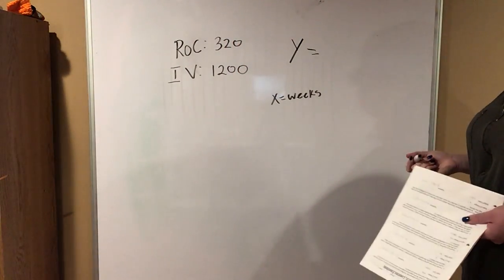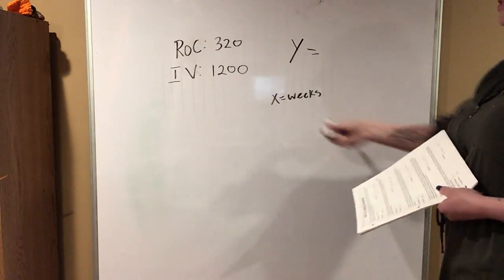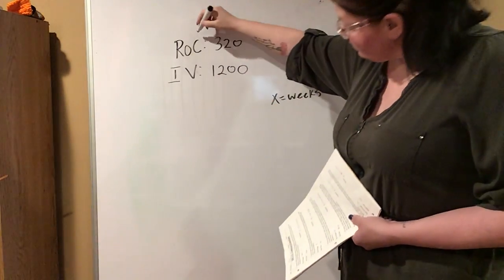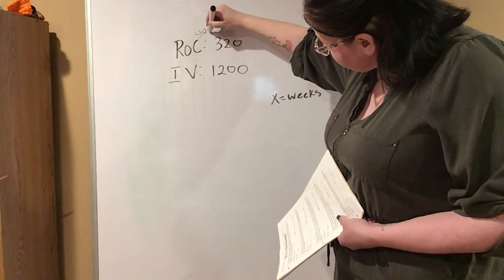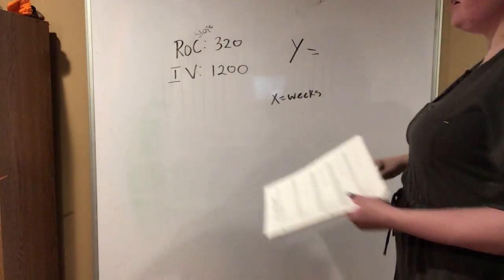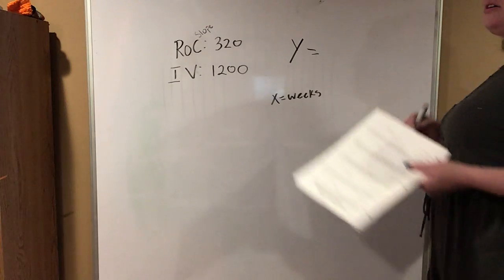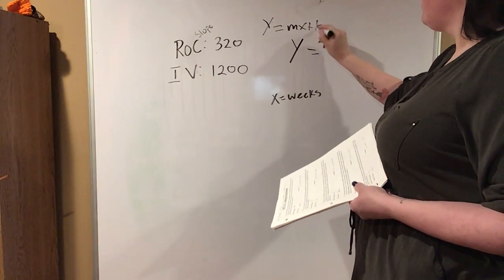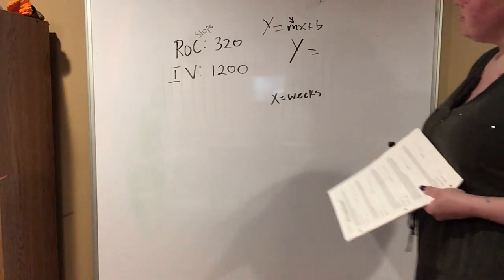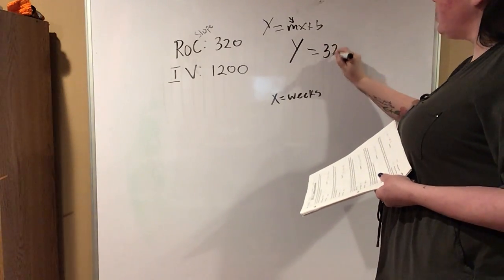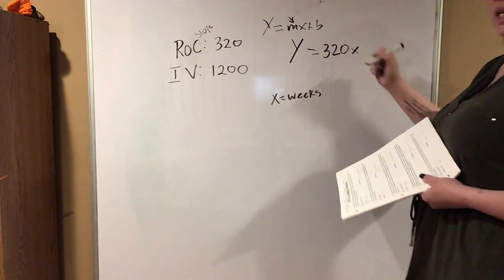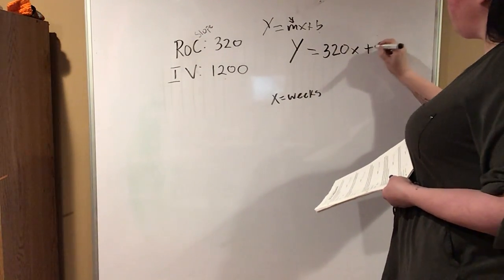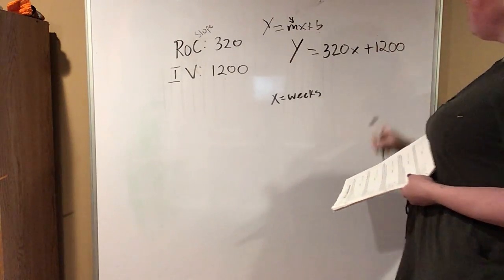So now we're just going to write this as an equation. Rate of change, you guys really want to know what rate of change is called? This is why we learned about slope yesterday. Rate of change is slope. So in our y equals mx plus b formula, it goes right here. So we write it as 320x, because we don't know the weeks yet. They haven't told us. And then there's our initial value, which would be where we started on a graph, if we were to graph this. And there's our equation.